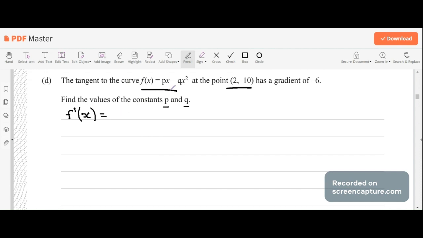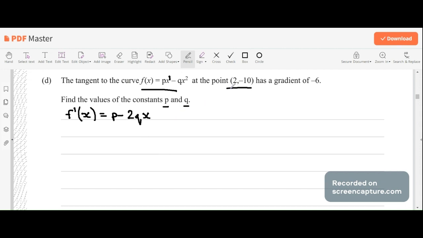Okay, if we are going to differentiate this, we're going to see that the exponent is just going to be 1. So if we times p by 1, we get p. And if we take 1 away from the power, we're going to get 0. So x to the power of 0 is just 1, so it's just going to be p. And then the next one is just going to be minus 2qx. Don't forget the x.